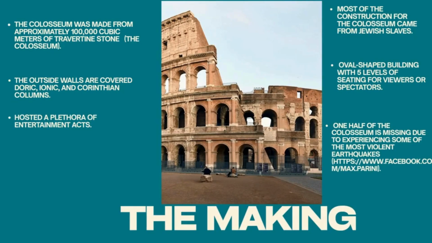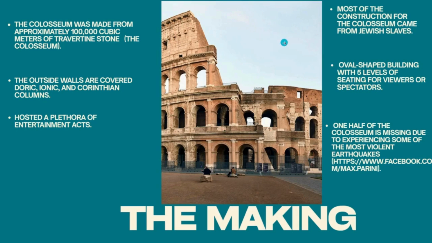The Colosseum was made from approximately 100,000 cubic meters of travertine stone. This is a rare kind of limestone found in Rome, Italy. The outer walls are covered in Doric, Ionic, and Corinthian. These are three primary styles that originated in Greece, and the Doric is found at the bottom layer. It's these columns down here, and then the Ionic would be in the middle, which would be over here, and then the very top would be Corinthian.